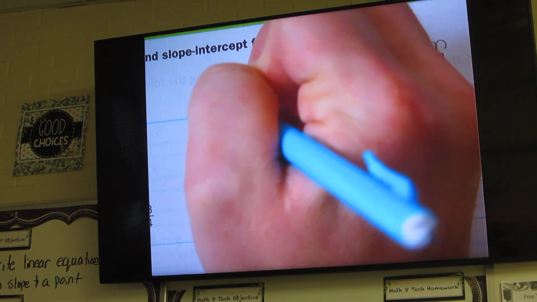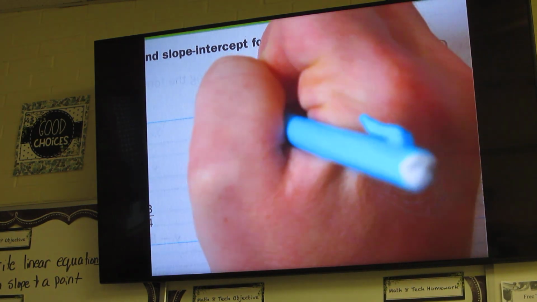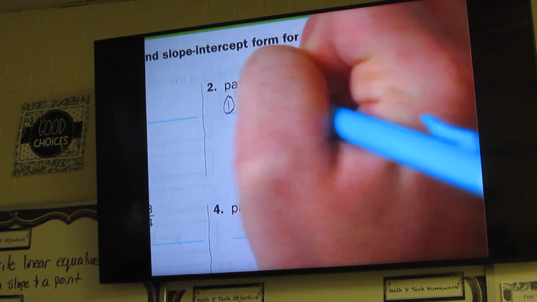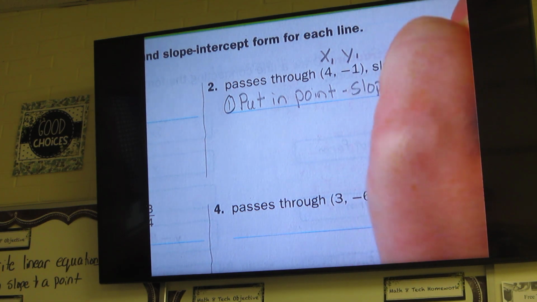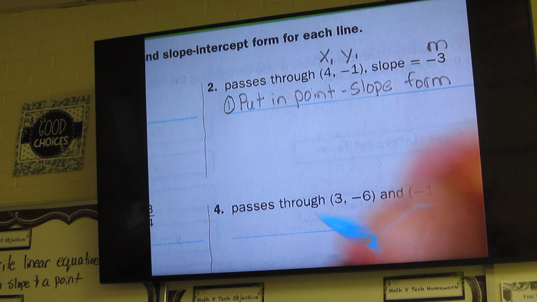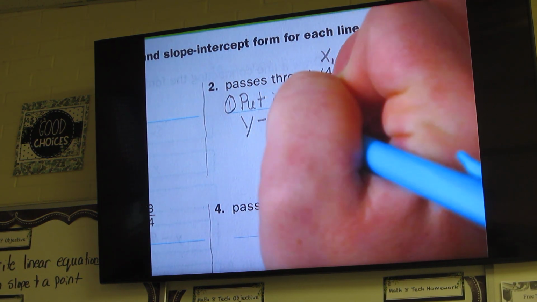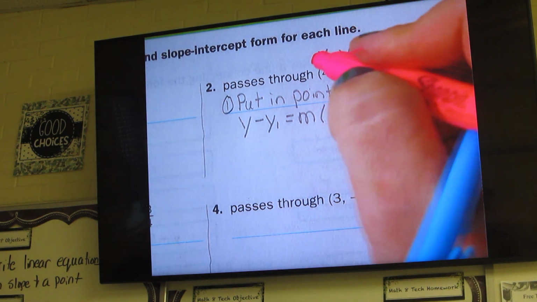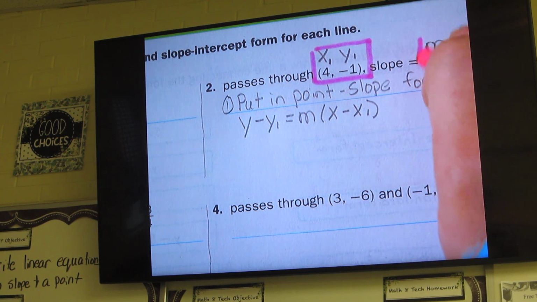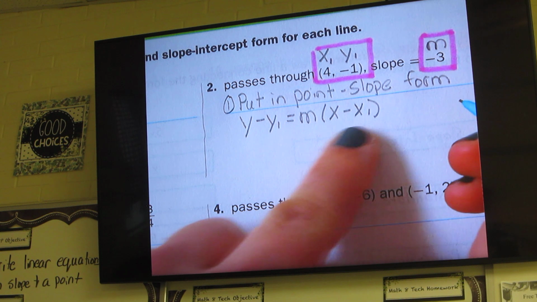The first step to this is going to be to put it into point slope form. I always like to write my form out so it will help me memorize it. Point slope form says y minus y1 equals m times the quantity x minus x1. Why did I label these points? They gave me a point, and that point is going to be my x1 and my y1. They gave me the slope, and that slope is going to be my m. So now this is like my formula, my recipe.